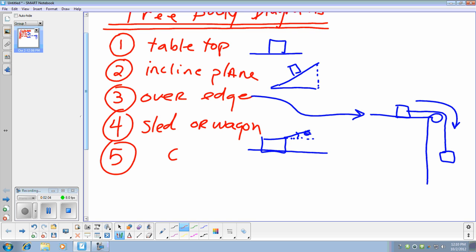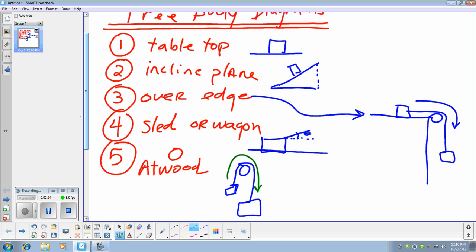So in this scenario, I've got a pulley. Let's write Atwood. In this scenario, I've got a pulley connecting 2 masses. And we will see that one object maybe is going to be pulling the other object up and around that pulley. So with all 5 of these examples, we can find various different types of values.